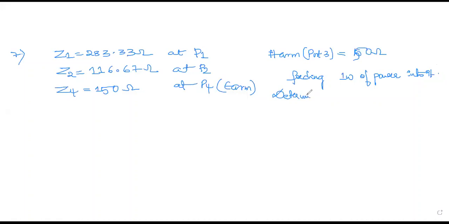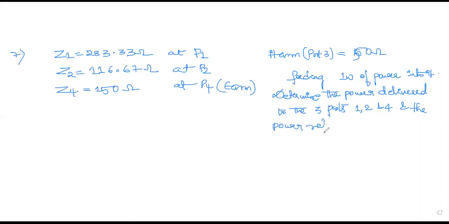Determine the power delivered to the 3 ports 1, 2 and 4 and the power reflected back by the junction, which comes out of port 3.